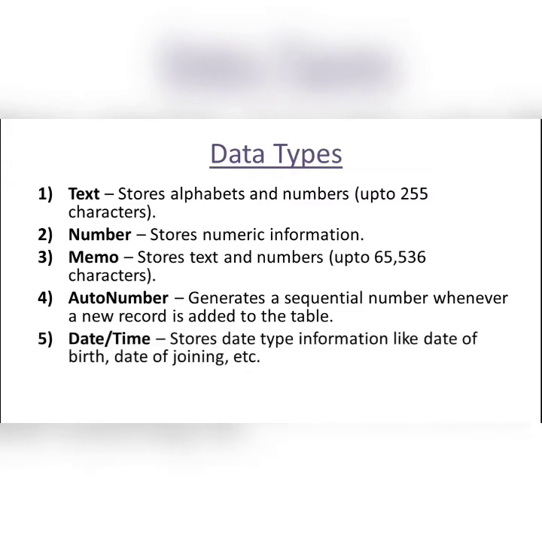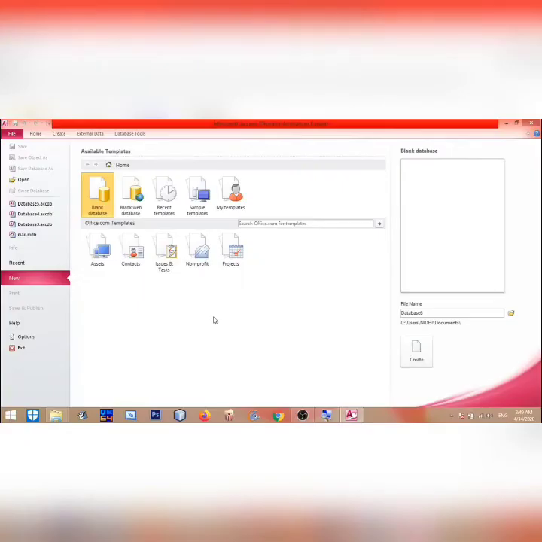Next one is date and time. Date and time are used for your date of birth, your date of joining, etc. There is a particular format which is already installed in your software, so that you can put your date and time. You have seen this type of data in your phones also.